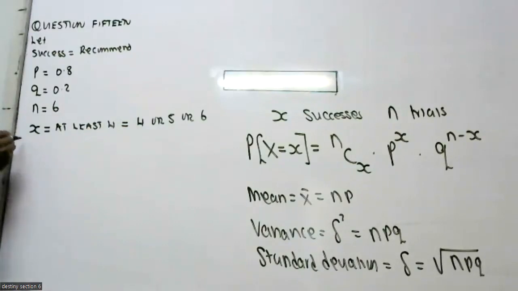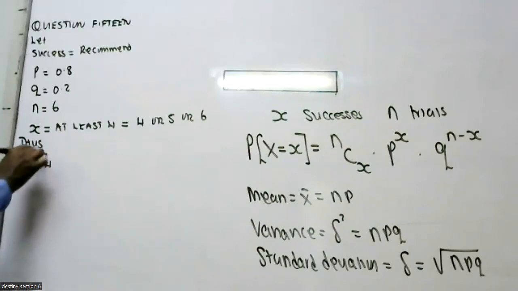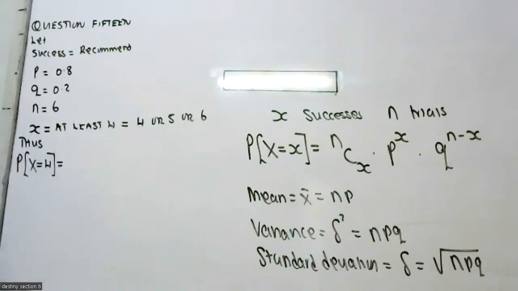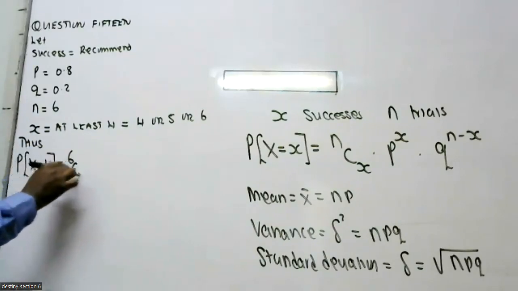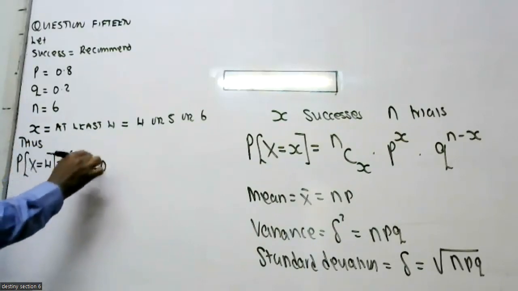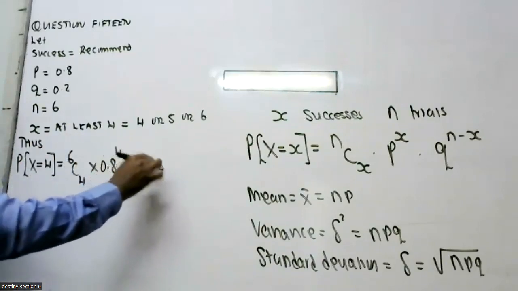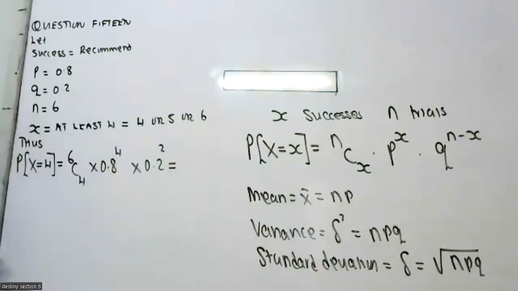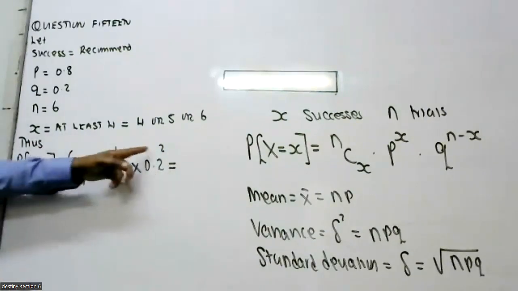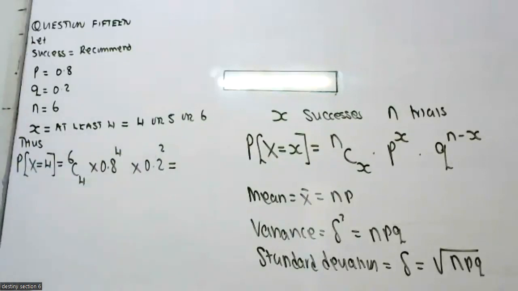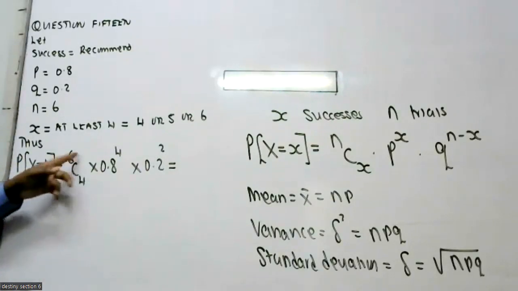So then, or thus, the probability that X capital is equal to 4 will be N, that is 6, combined 4, multiplied by 0.8 raised power 4, multiplied by 0.2 raised power 2, because N, 6 minus 4 is 2. So the combination, we have to answer. So, 6 combined 4.